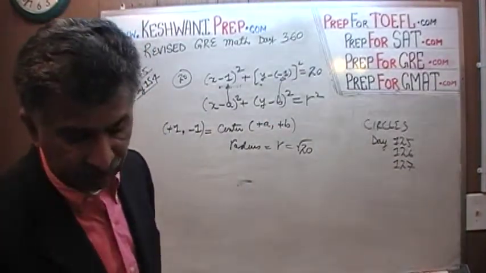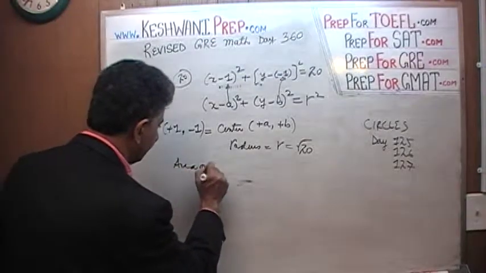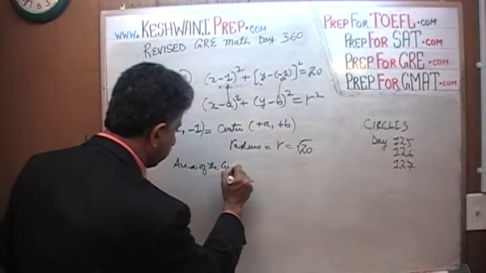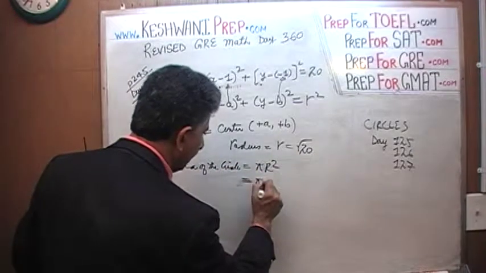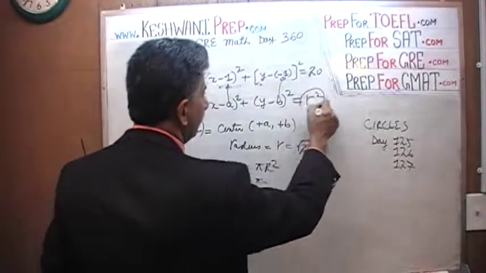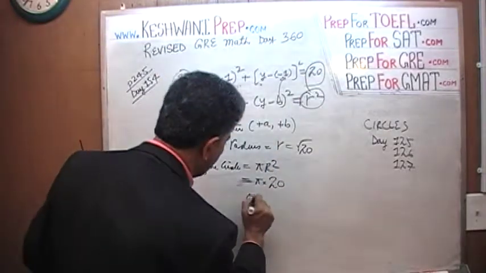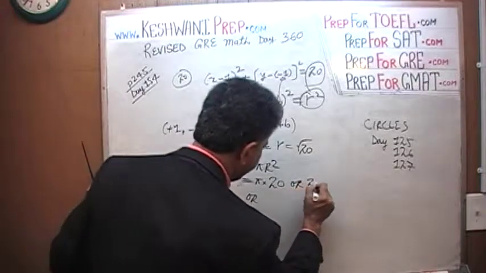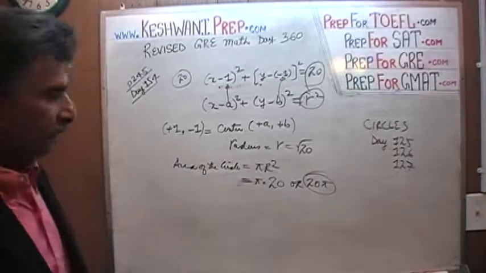The last thing they ask us is the area of the circle. Well, the area of the circle is simply pi r squared. R squared we know is 20. So it's pi times 20. The area of the circle is 20 pi.